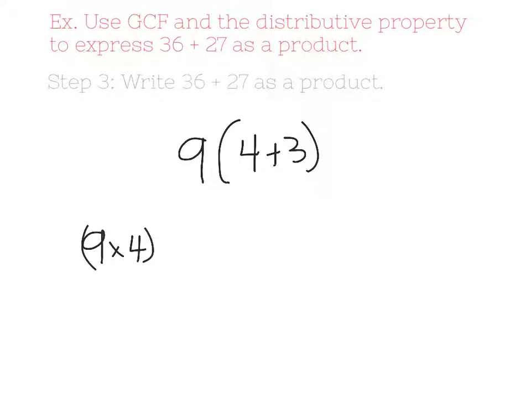Step 3 is you write 36 plus 27 as a product. So that looks like this. It would be 9 times 4 plus 3. I just want to show you again. This is what we had on the last slide, 9 times 4 plus 9 times 3. And so I just took both of these 9's, and then my 4 and 3 are right there. And that is the distributive property.